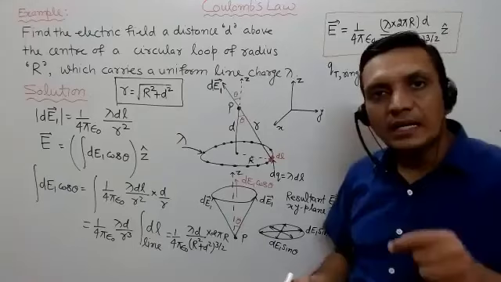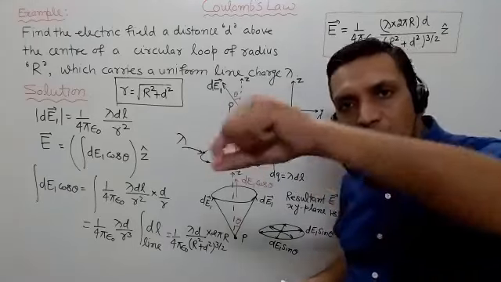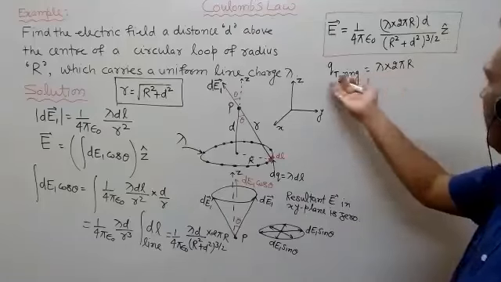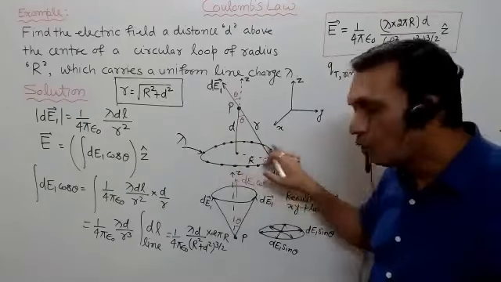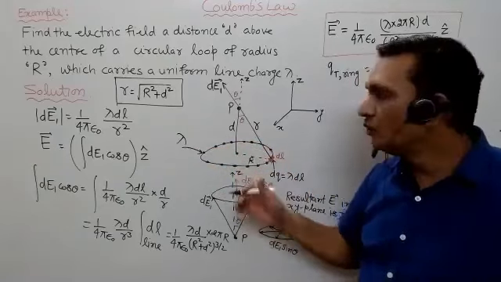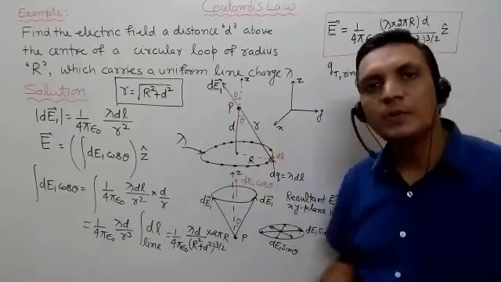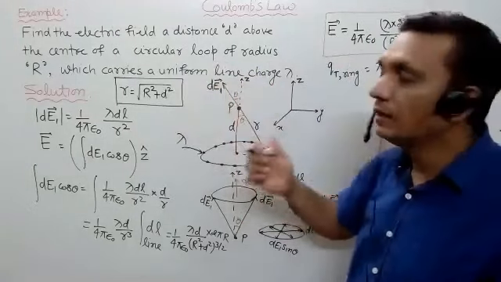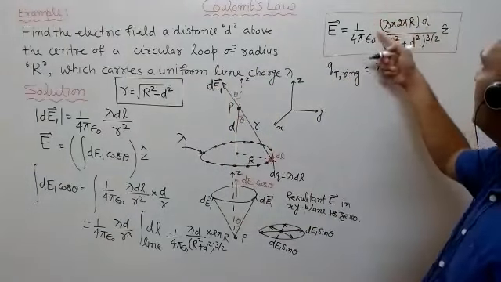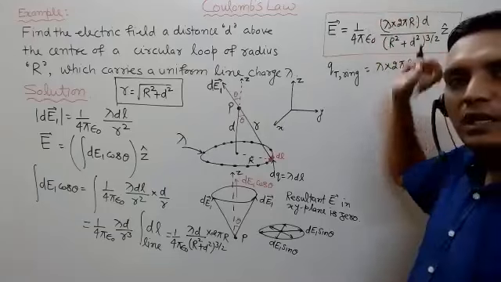So if it is given that Q total is distributed uniformly over the ring, you can also write it in this form. Lambda into 2 pi r will give you the total charge on the ring. Sometimes lambda is given, or sometimes it is given that charge Q is distributed uniformly over the ring, so you have to replace this by the total charge on the ring.